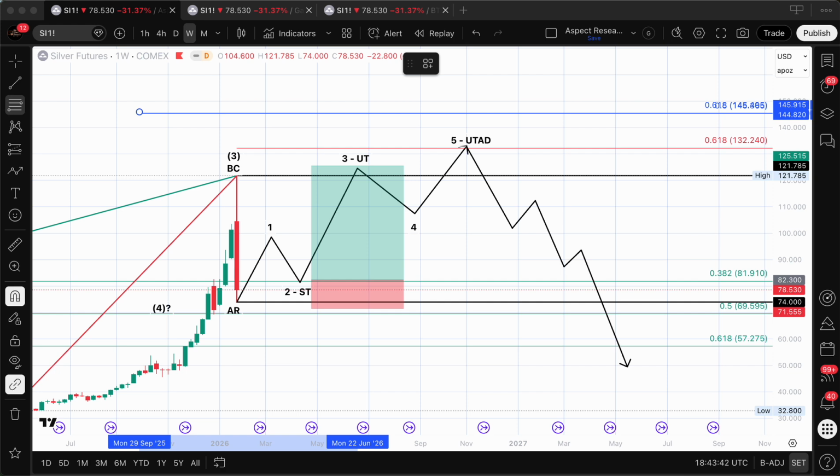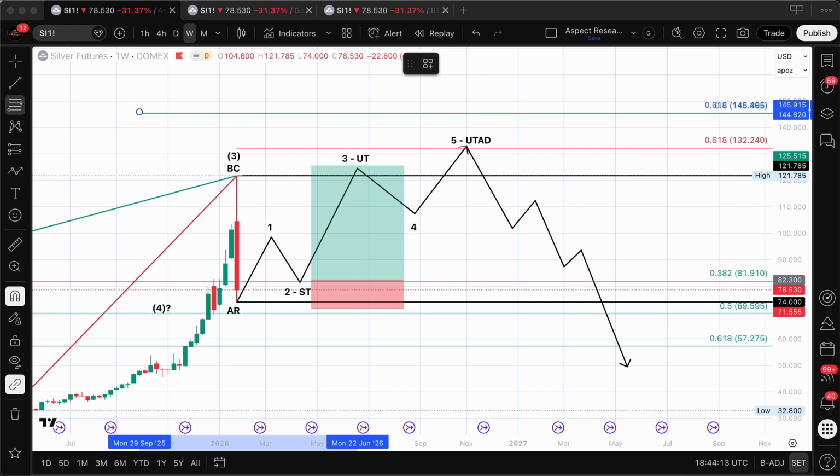Last week we had the initiation of a distribution schematic on silver. What is a distribution schematic? Essentially, the market maker or institutional players don't sell at once because the amount of inventory they have is very big. What they do is distribute their inventory at the highest price possible over a period of time.